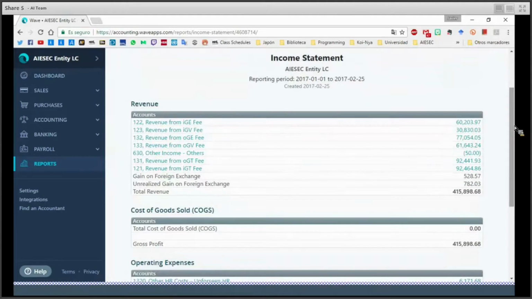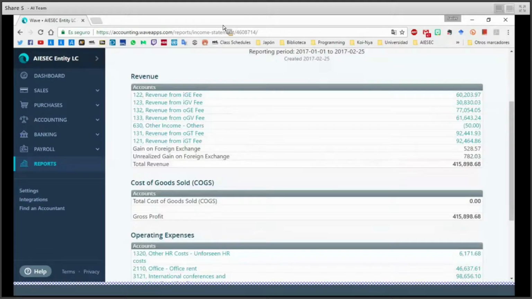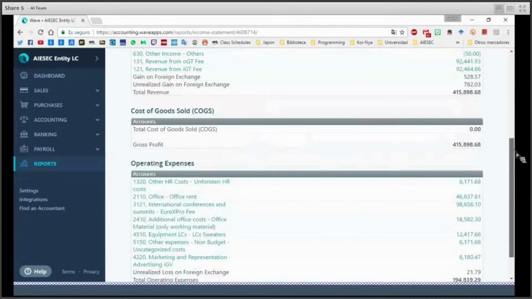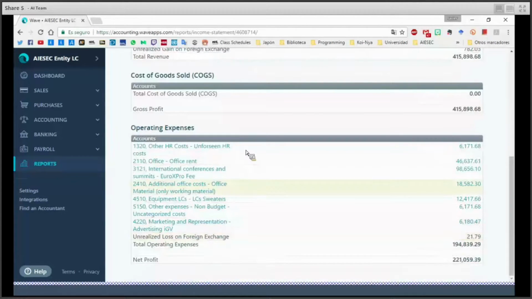So, as has been said previously, the income statement is divided into 3 parts, and in order to calculate it, we take our revenues and then subtract our cost of goods sold and subtract our operating expenses. The result will be the net profit for this specific period of time, which in our case, fortunately, is positive.